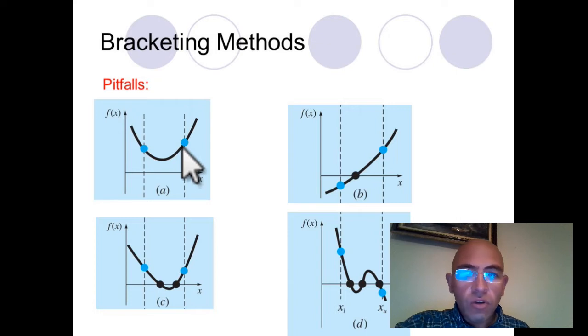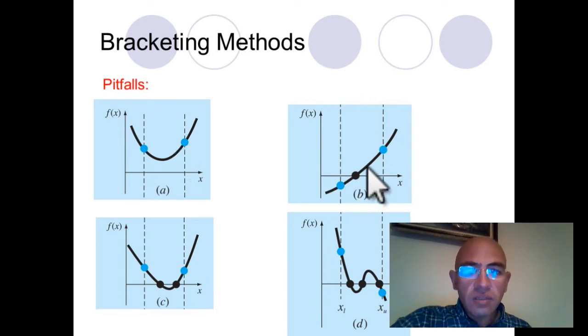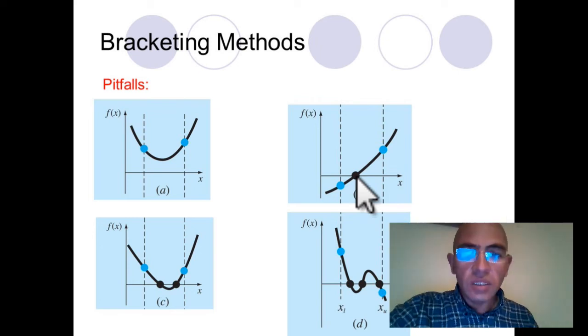And of course, these algorithms may fail in some cases. So what are those cases? For example, there may not be any root within the interval that we are looking for. So this is one thing that we can check by using a graphical method. And the other thing, yes, we may have one root within an interval.